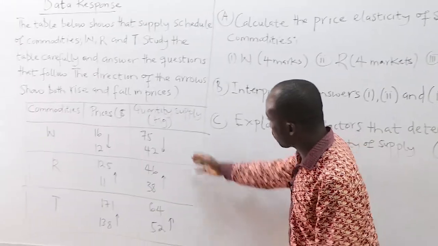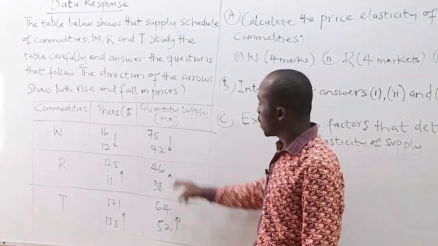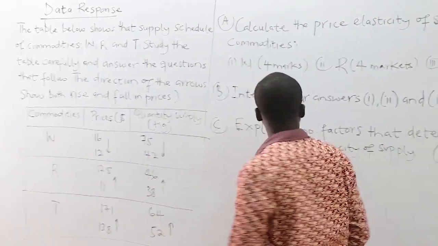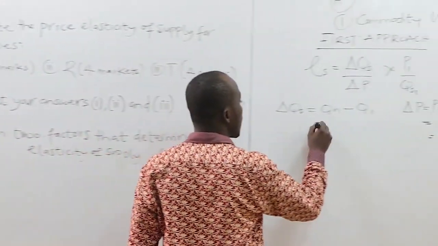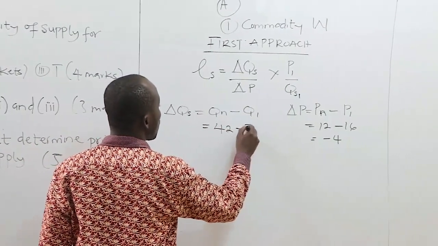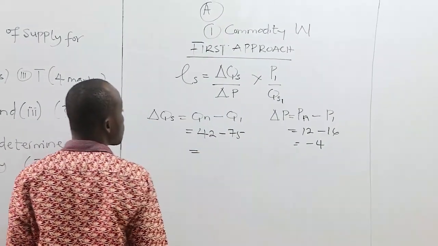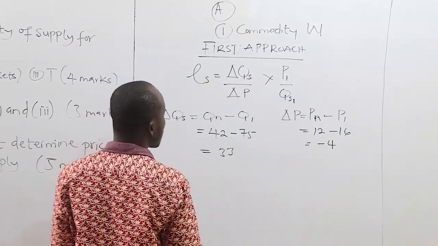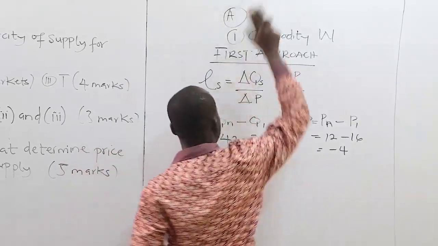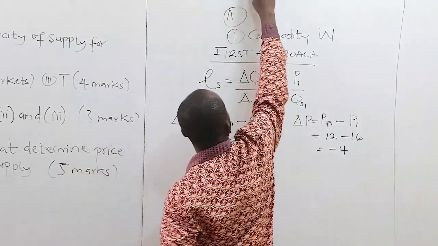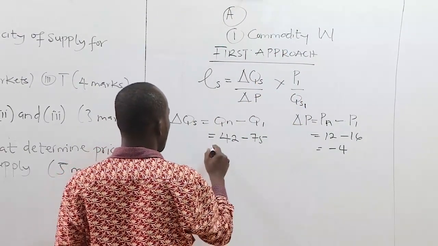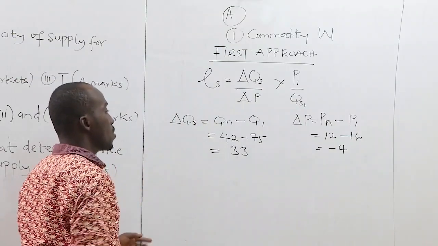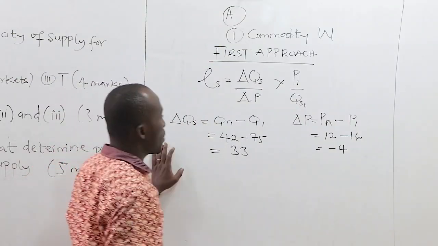Let's go to quantity supply. From this side, this is the quantity supply. It was 75 and it reduced to 42. Right? So the new quantity is 42. The old one is 75. So if you subtract, you're going to get 33, right? You're going to get what? 33.